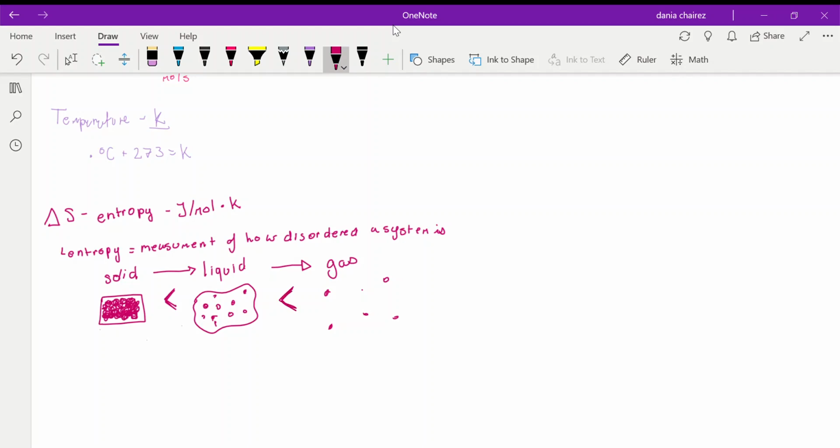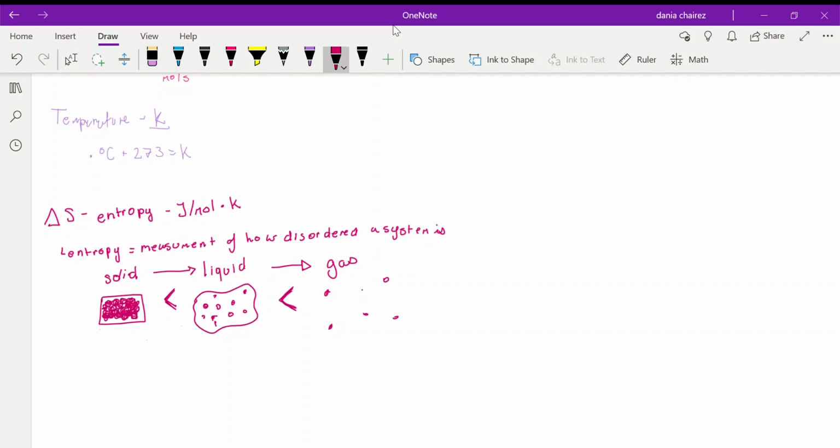Your entropy increases as you get more disordered. So a solid is less disordered than a liquid, which is less disordered than a gas. And for your reaction to be favorable, you would want to be more disordered than ordered, because you have more freedom to do things.